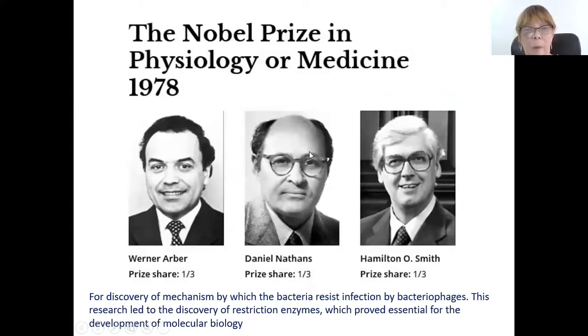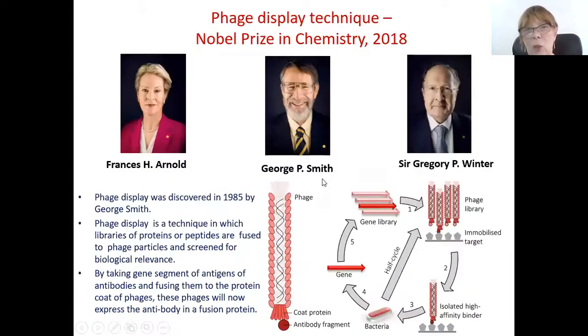The Nobel Prize was earned by Werner Arber, Daniel Nathans, and Hamilton Smith in 1978 for the discovery of mechanisms by which bacteria resist infection by bacteriophages. And this research led to the discovery of restriction enzymes, which then proved essential for the development of molecular biology.